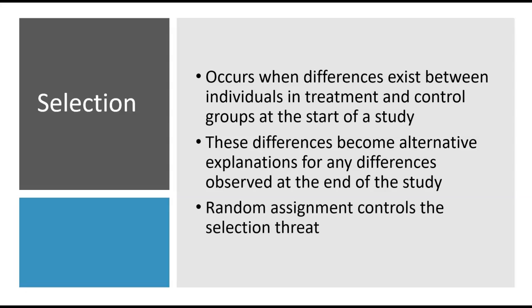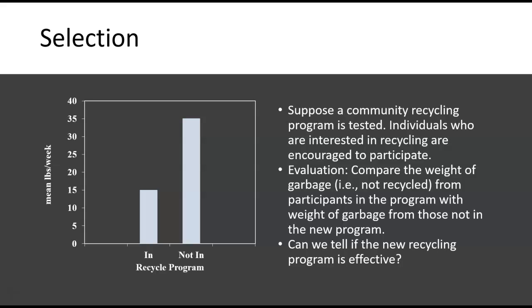Now, in a true experiment, random assignment would take care of this. But as I said, you can't always do that. So for example, an example of a selection effect: you're trying to test a community recycling program, and individuals who are interested in recycling are encouraged to participate. And you want to compare the weight of garbage, i.e. not recycled trash, from participants in the program with the weight of garbage from people who are not in the new program.